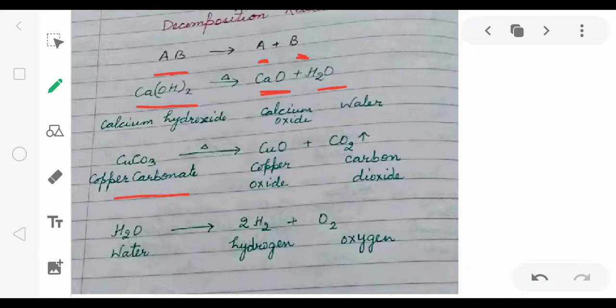Copper carbonate on heating gives copper oxide and carbon dioxide. Water on electrolysis produces hydrogen gas and oxygen gas. Electrolysis is the process when electric current is passed through water. After electrolysis, water changes to hydrogen gas and oxygen gas.